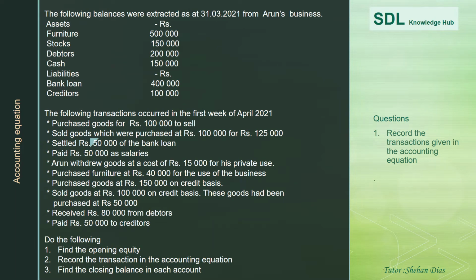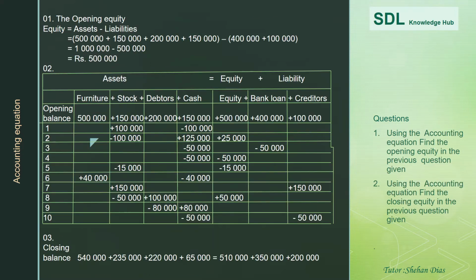Now we'll look at a full question regarding the accounting equation. So you have been given opening assets and liabilities and the transactions for the first week of April. Based on this information, we have been asked to do the following: find the opening equity, record the transactions in the accounting equation, and find the closing balance in each account. So let's see how this question can be tackled.